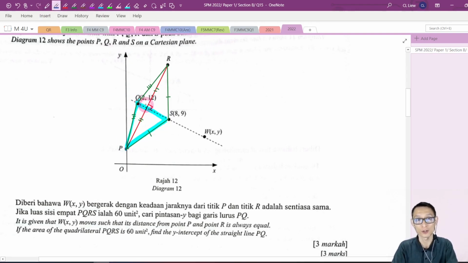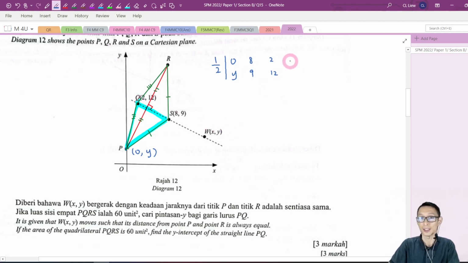We can use Shoelace formula, right? One half. I'm going to arrange it anti-clockwise so that it will be positive. This is the one I want to find. I don't know the y coordinate, but the x coordinate definitely will be 0. I just let it be 0, y. And this is 8, 9. This is 2, 12. And don't forget the first pair and the last pair are always the same. You have to repeat the first pair again.